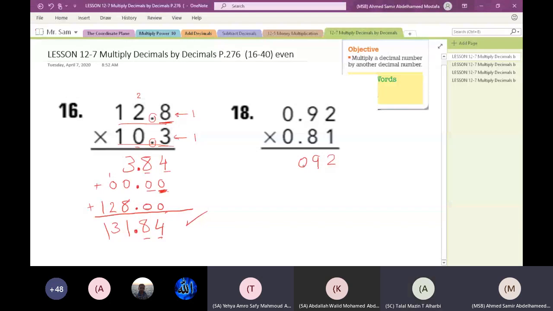Then 8 multiplied by 2 is equal to 16. Put the 6 down and the 1 up. Then 8 multiplied by 9 is equal to 72. Plus 1 equals 73. Put the 7 up. Then 8 multiplied by 0 is equal to 0 plus 7 is 7. Right. Then put 2 zeros.